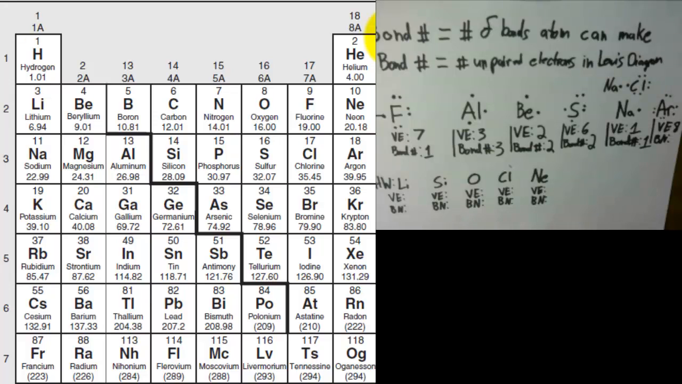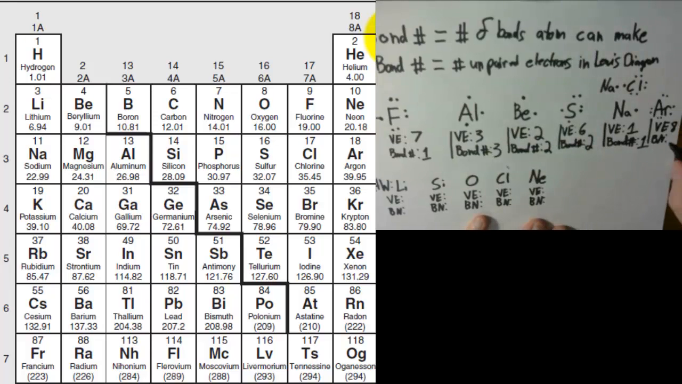So if you look at that, there are 4 pairs of electrons. There are none that are unpaired. So this means it has a bond number of 0. Argon and all the noble gases have a bond number of 0, which is why they don't bond with other things, which is why they're called the noble gases. They are noble or stay by themselves.